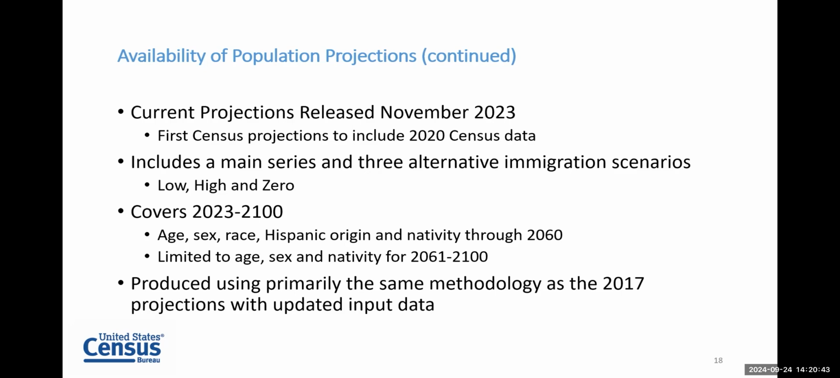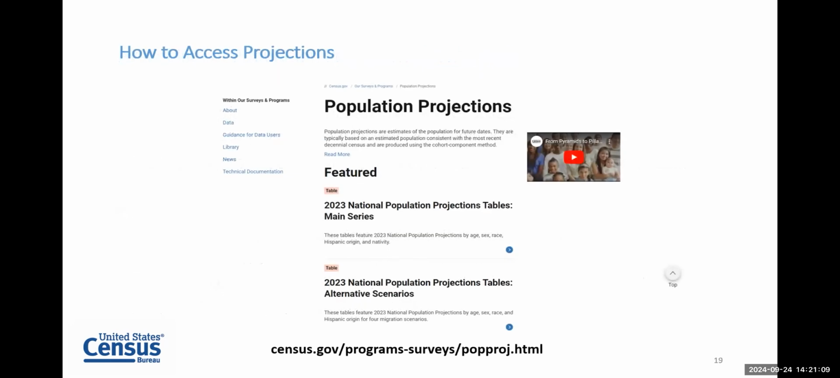Look at earlier this year, the Office of Management and Budget released new guidelines for federal agencies to collect data on race and ethnicity. So it's really difficult to say, all right, in 2100, this is going to be the race distribution of the United States. So that's why we're more confident in age and sex, and that's more of a demographic model. The 2023 projections were produced with basically the same methodology as the 2017 projections, just with updated input data. And you can only access the projections on our population estimates and projections website.